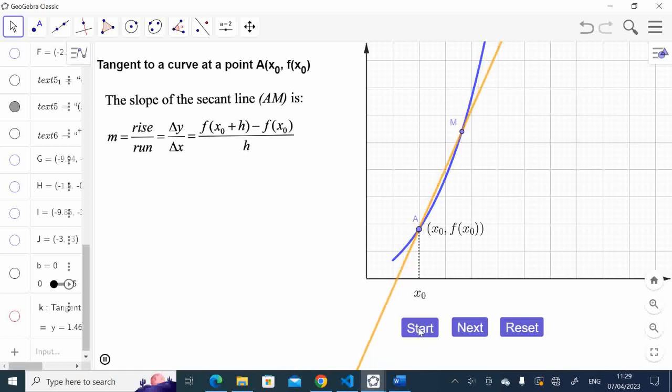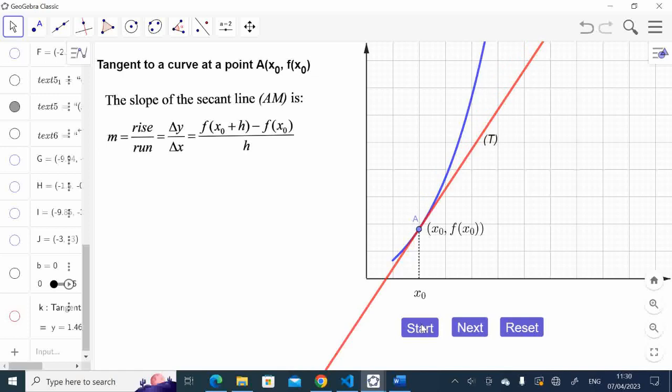Let us see here. If I make M come closer to A, it means I'm making h go to 0, because h is the distance between A and M. So making M closer to A means making h go to 0. I'm making this distance 0, right? If I move M to A, this secant line becomes the tangent line, because this line cuts the curve at just point A.